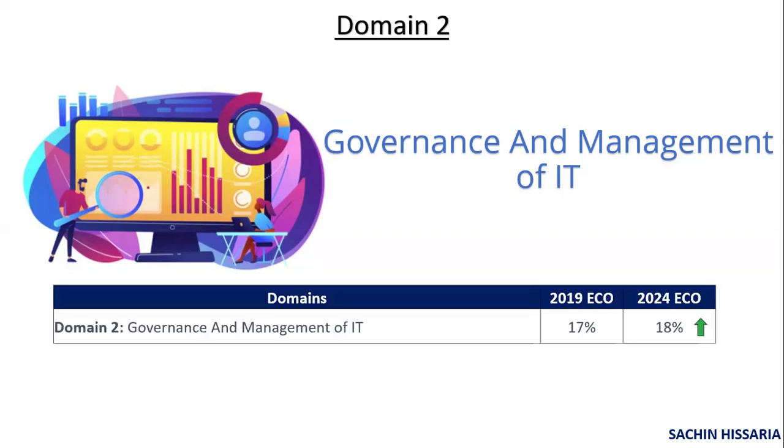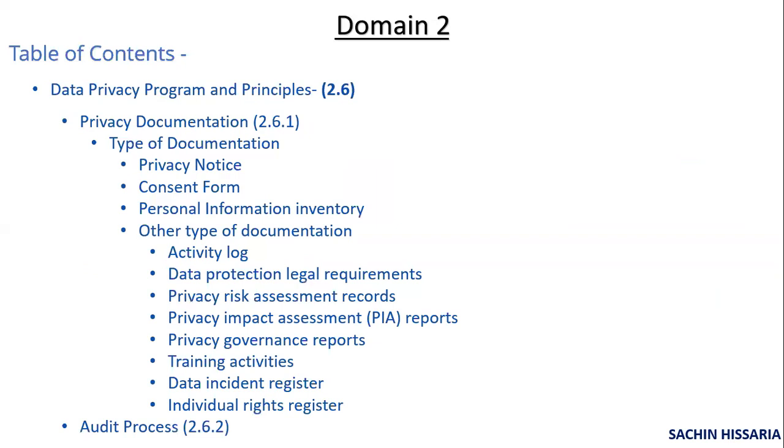So guys, as you can see in domain 2, previously it was covering 17% of the total exam content outline. This time the percentage has been increased by 1, and now it will consist of 18% of your total syllabus. Now in domain 2 they have added many topics related to data privacy basically. They have added data privacy program and principle, and the privacy documentation requirements.